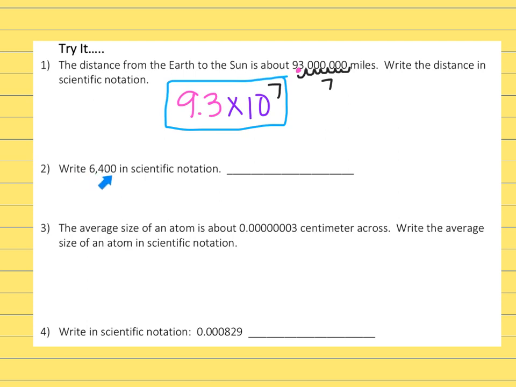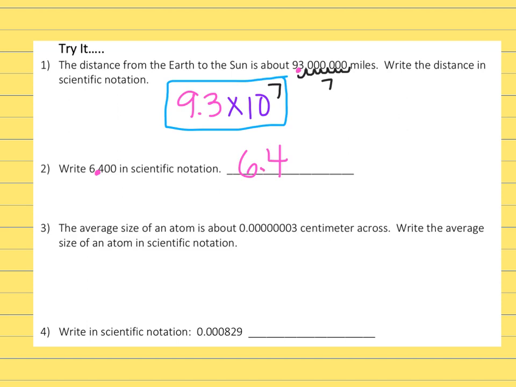Okay, the next one just gives you a number, 6,400. Put it in scientific notation. Step 1, put the decimal point so that you get a number less than 10 and greater than 1. So my decimal point would have to go between the 6 and the 4. My final answer is going to start out at 6.4.